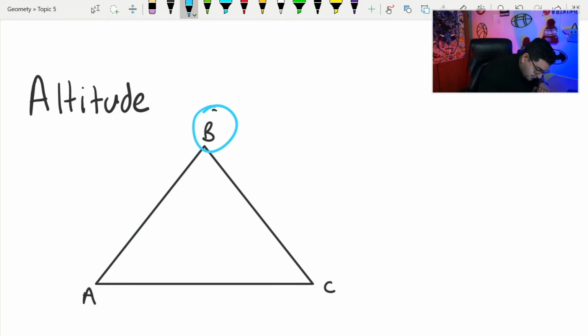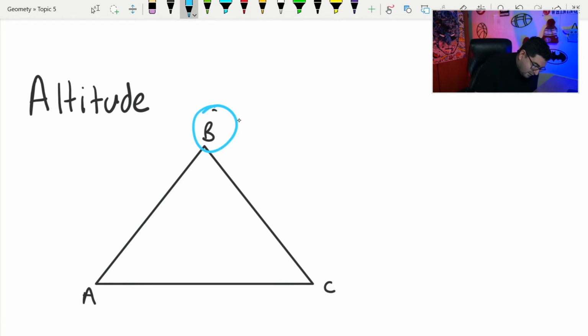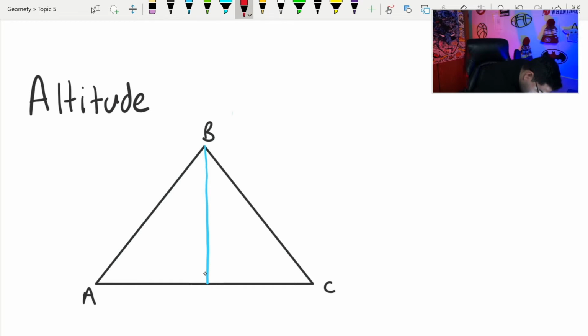So for example, let's say point B. And we're going to go in a straight line towards the opposite side. And the goal is going to be to meet this side at a 90-degree angle. So let me go ahead and draw that line out. I'm just going to go straight towards the other side that's opposite, trying to meet it at a 90-degree angle. And this line right here is what we call the altitude.